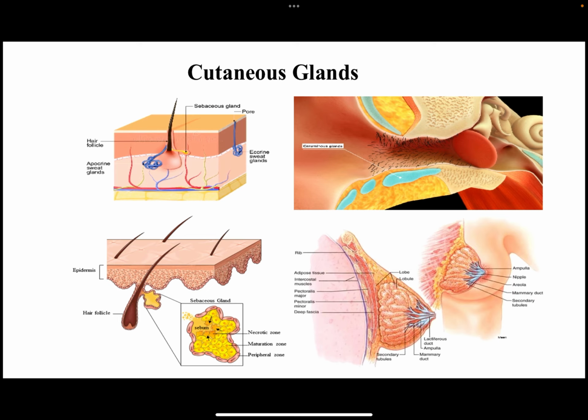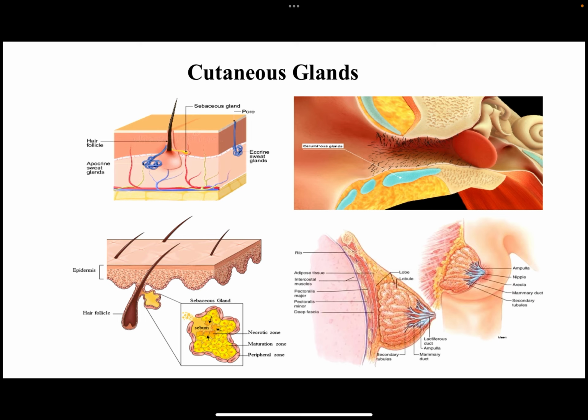Then we have the ceruminous glands. Like I said earlier, the ceruminous glands are located at the entry into the ear canal. They are modified apocrine glands that secrete cerumen, also called earwax, a sticky mixture composed of sebum, dead skin cells, and other substances. This cerumen moisturizes the ear canal and traps debris. It also has an antimicrobial property that helps protect the auditory system.